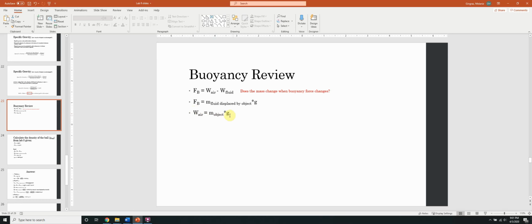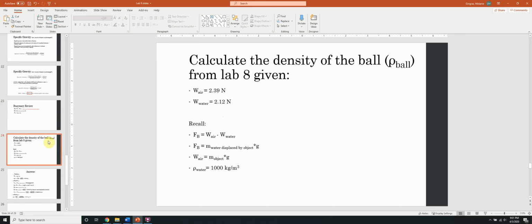This is just the definition of what weight is. It's mass times gravity. So now I have a question to put a bunch of concepts together from last week. We're going to calculate the density of that metal ball from last week, given just the weight in air and the weight in water.